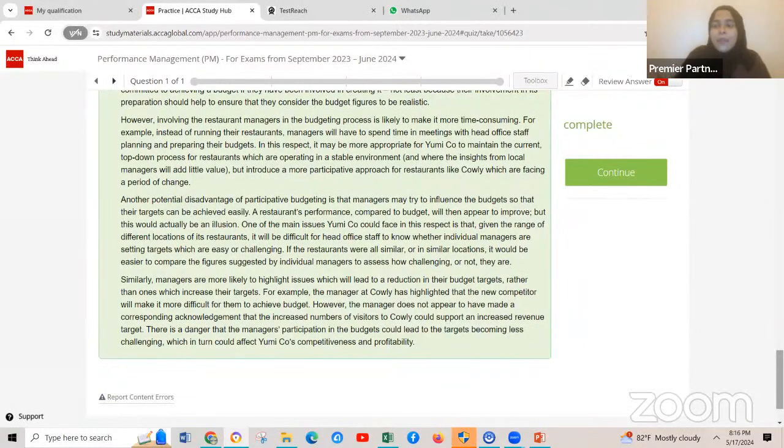So they want to set a tough budget and show as if they perform better than that so that they can get a bonus, and there's a danger that the manager's participation in the budget could lead to the targets becoming less challenging. They might try to set an easy budget and show that their performance was greater than budget. But actually, maybe there was a favorable condition. They did not talk about it when the budget was set because they wanted the head office to have an image that it's really hard for them to achieve, and they want them to reduce the targets, so that at the end of the year, if they achieve a little more than that, it looks as if that guy did something great. But no, it was because customers were coming in, which in turn could affect Yumiko's competitiveness and profitability.